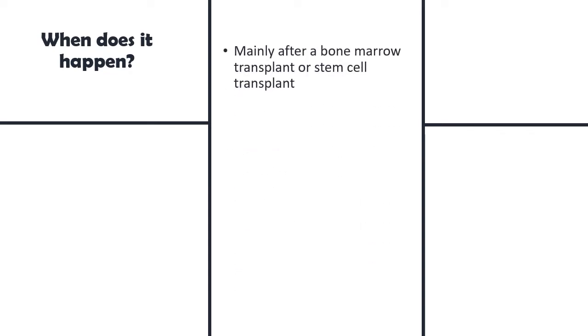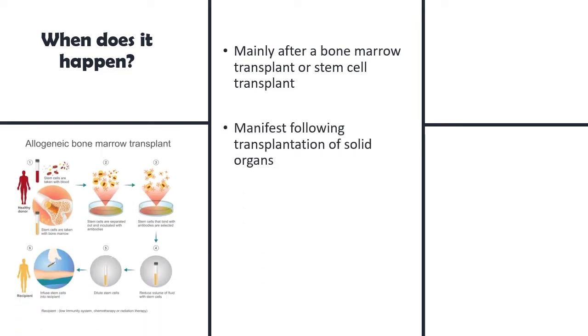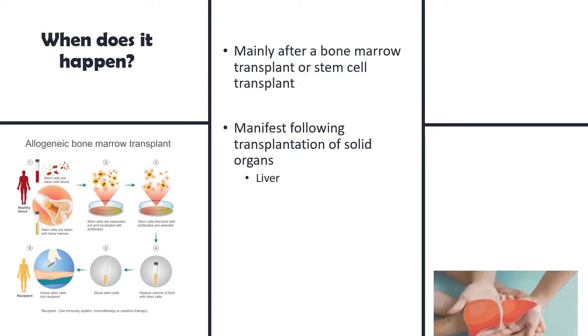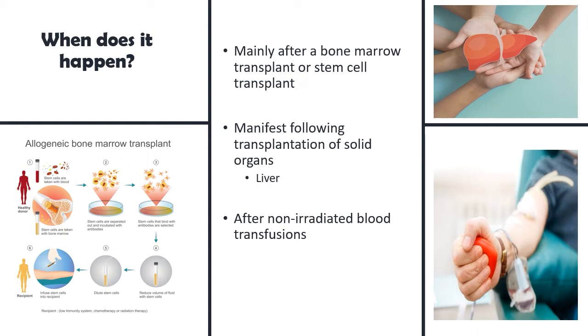So when does graft versus host disease happen? It mainly occurs after a bone marrow transplant or a stem cell transplant, but it can manifest following transplantation of solid organs rich in lymphoid cells, such as the liver. Another setting that can result in graft versus host disease manifestation is after non-irradiated blood transfusions.